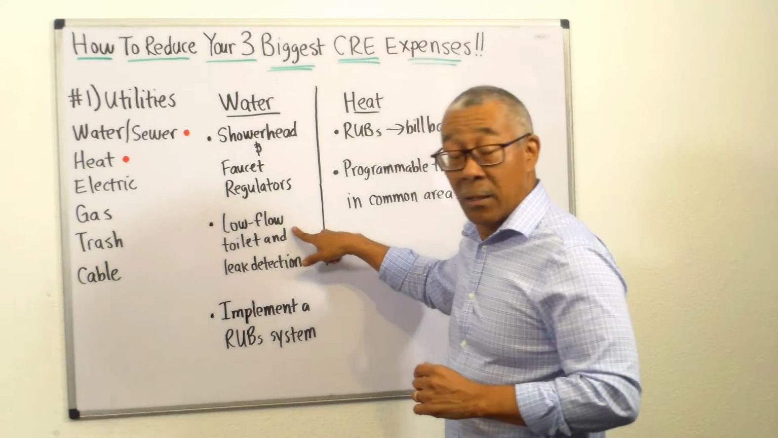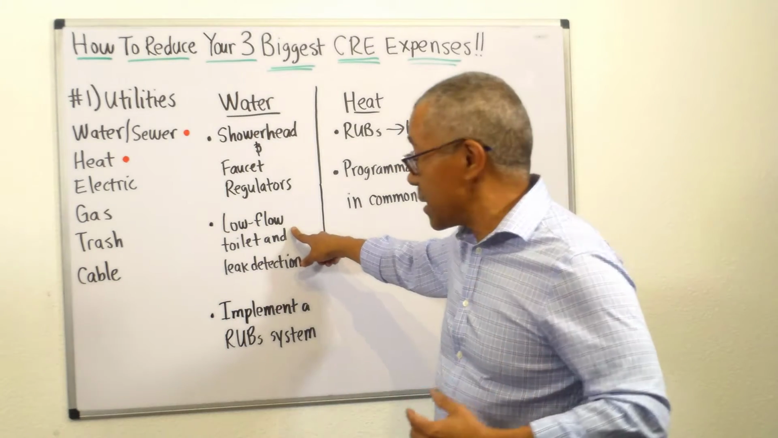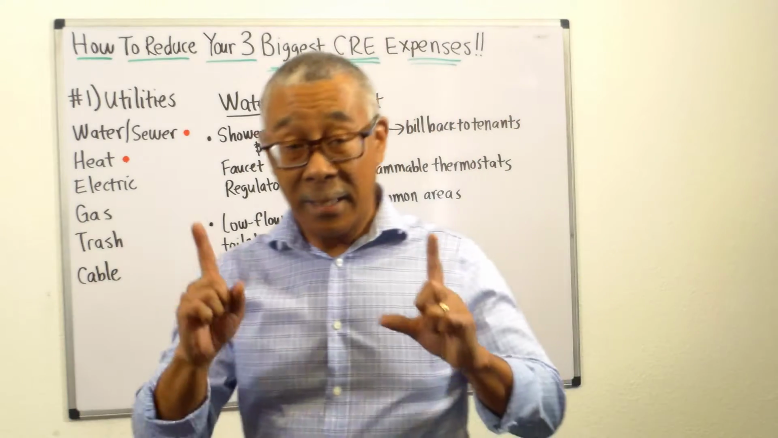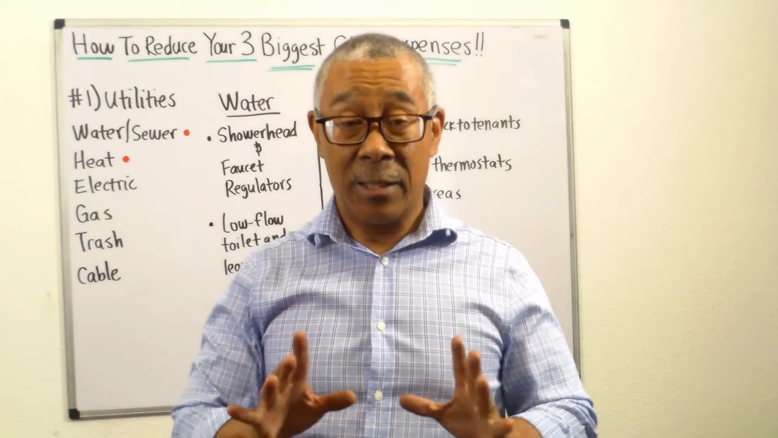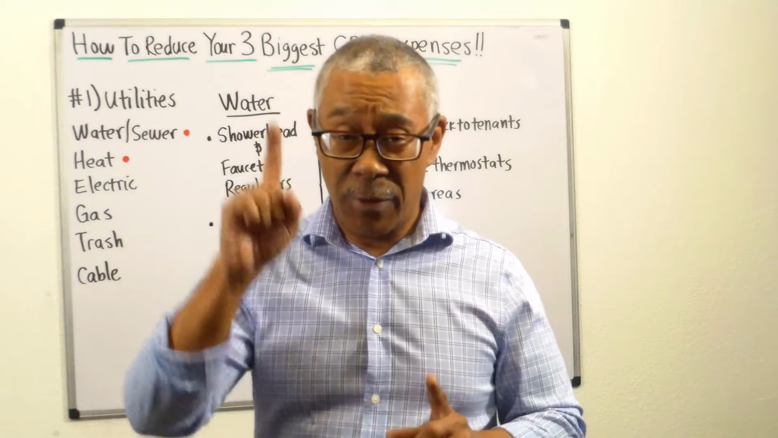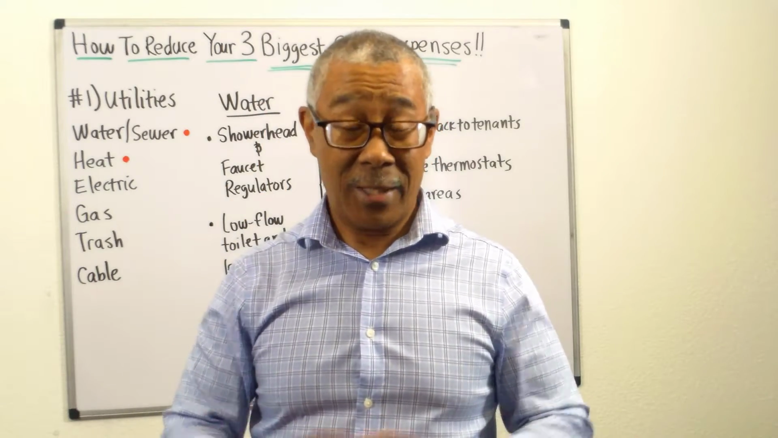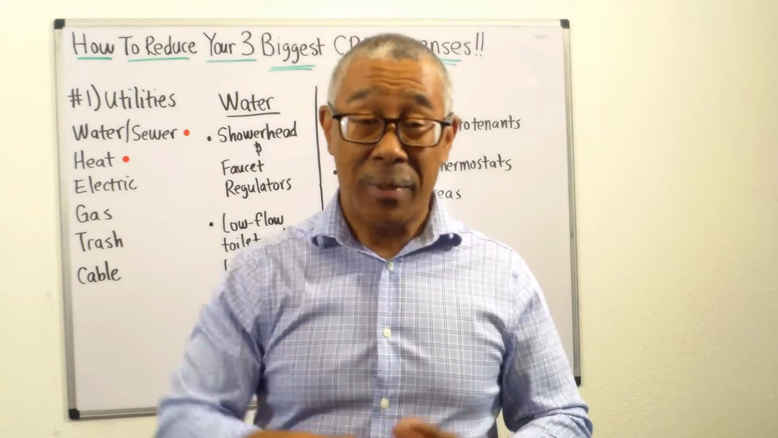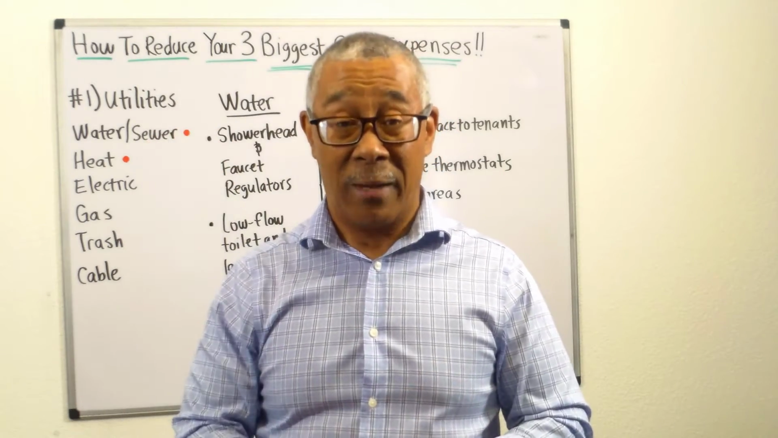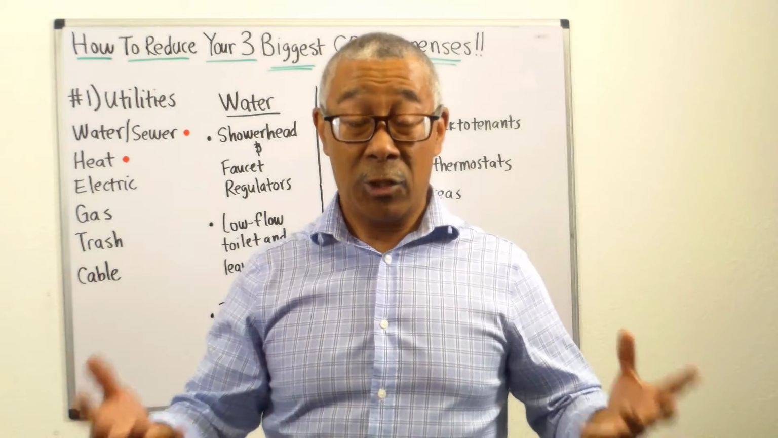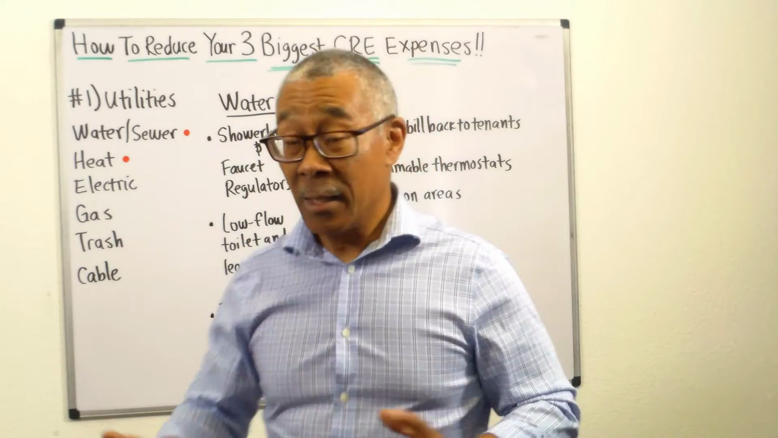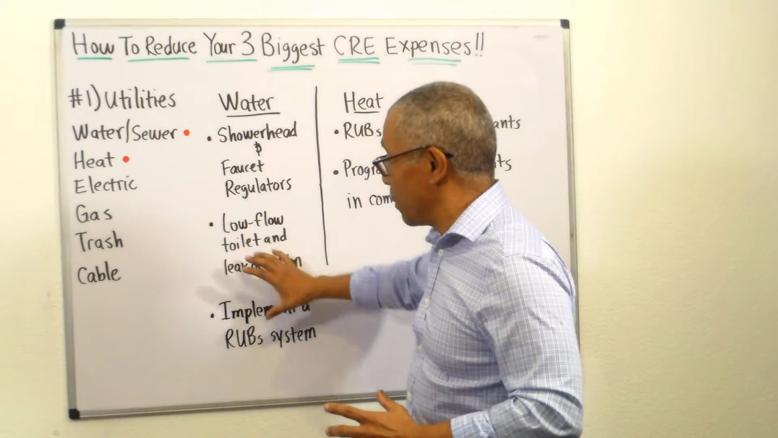We're also putting in low flow toilets and toilet leak detection. A toilet that leaks for 30 days costs $100. That's $100 less cash flow for you, dropping your NOI, dropping property value. Imagine having 30 leaky toilets. It can add up. So these are the types of things that you would do.